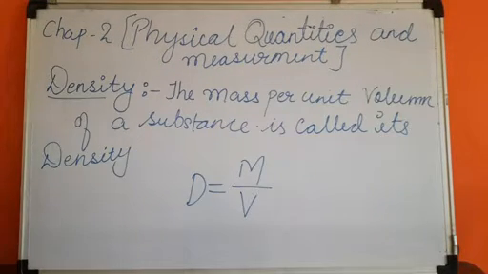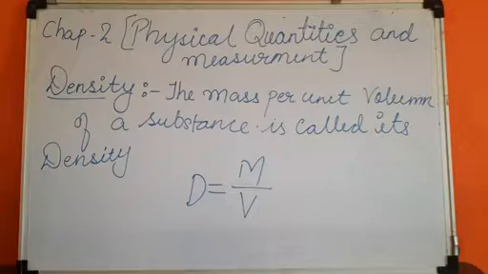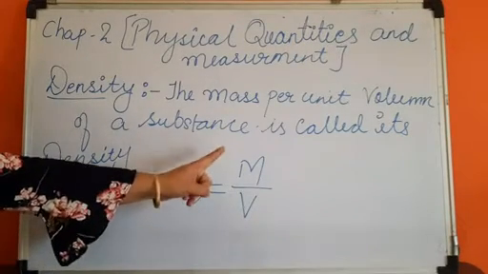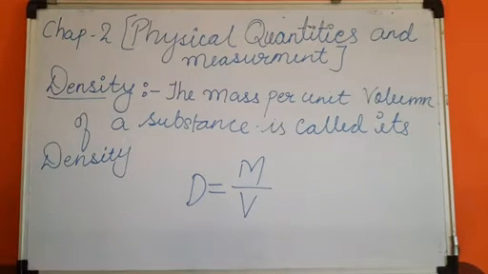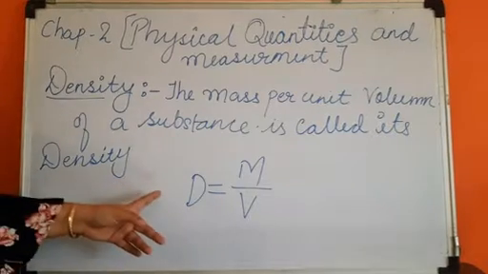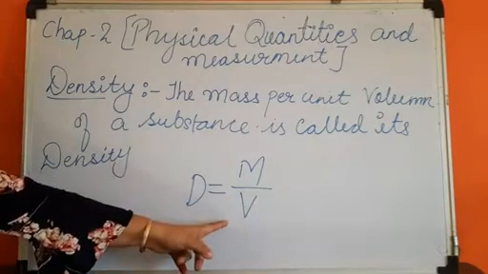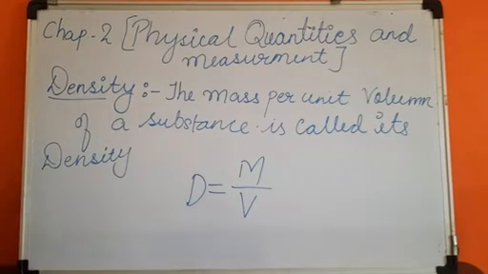Definition of density. The mass per unit volume of a substance is called its density. If m is the mass of an object of volume v, where m is the mass of the substance and v is the volume of the substance or that object, then d is the density of that object. D is equal to m upon v, where d is the density, m is the mass of the substance or object, and v is the volume of the object.